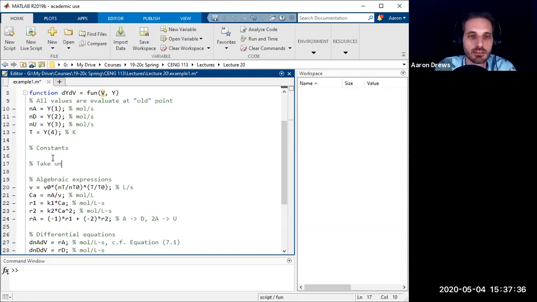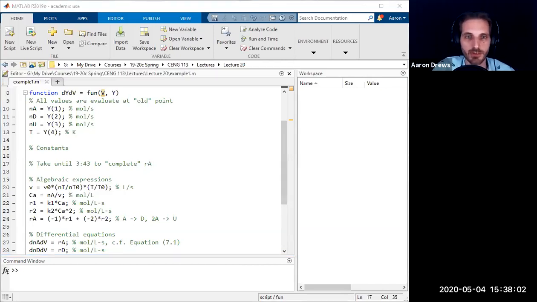So take until 3:43 to complete, I'm going to put complete in quotes, complete RA, right? Just keep filling in values for RA until you think I've got everything completed so that I could at least calculate RA if I needed to. Yeah, the completed code's all going to get uploaded, but I want you to try practicing it right now for a couple minutes. Feel free to ask questions in the chat as well.